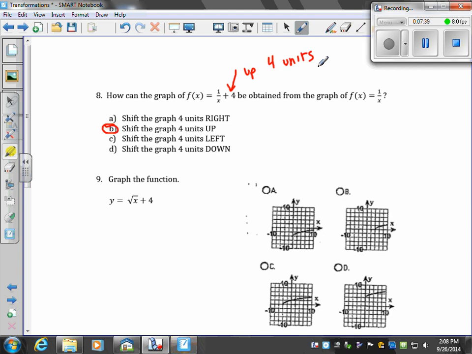Let's look at 9. Graph the function. Here's our parent graph, which looks like this shape, okay? And then when it's on the outside, that just means up 4 units. So we're looking for our parent graph that was shifted up 4 units. The square root of x shifted up 4 units is graph D. Remember these are scaled by 2, so up 4 units, graph D.